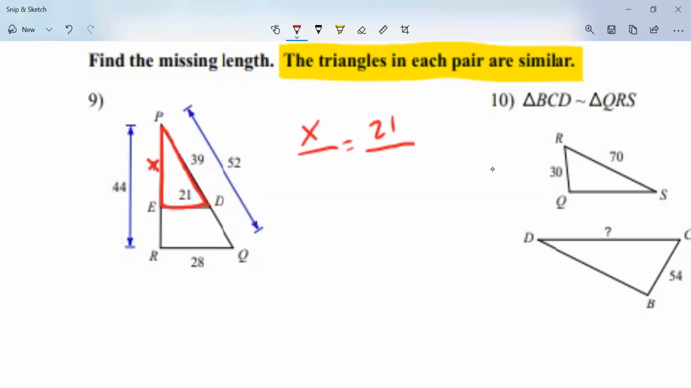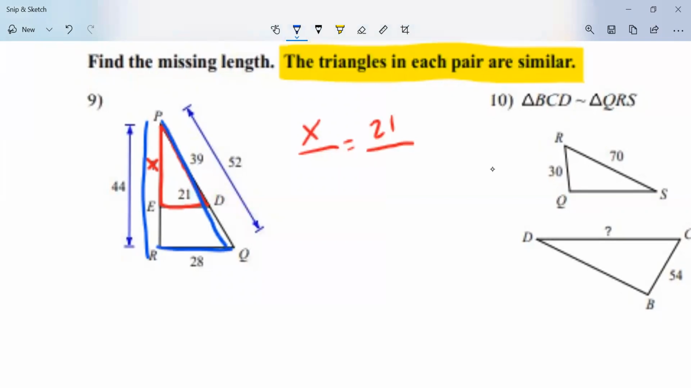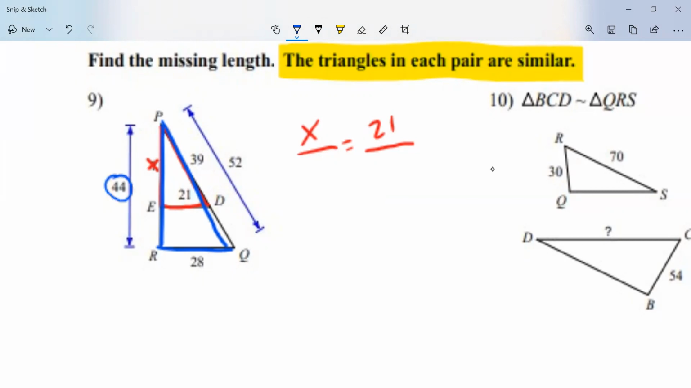Now, for the other triangle, let me highlight it with blue. I see this big side out here, I see this third side here. Well, there's three sides here. As a matter of fact, let me go here instead. So I highlighted in blue the other triangle, and I know they are similar. Now, the side PR, we can tell is 44. The side RQ here at the bottom, we can tell is 28. And the side PQ, we can tell is 52.